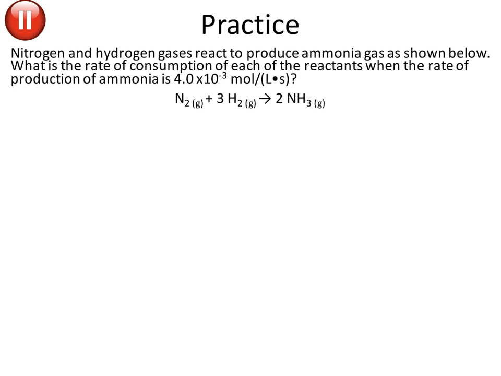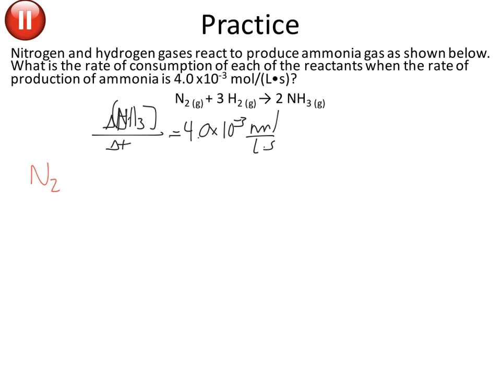Okay, so we know that the rate of production of NH3, the change of concentration for NH3 over delta time, is going to be equal to 4.0 times 10 to the negative 3 mole per liter per second. That's equal, not negative. Mole per liter per second. How does that relate to the rate of consumption of N2 and H2? So let's look at N2. When we look at our balanced equation, our coefficient in front of N2 is 1, and here we have 2.